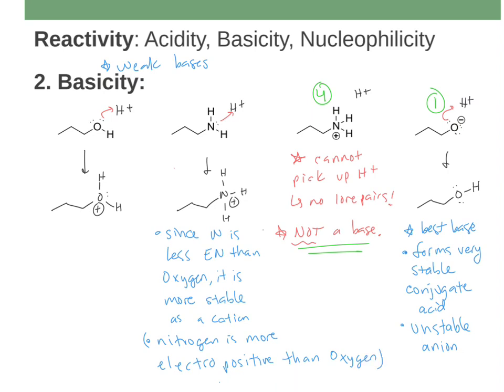Than oxygen is, right? It's more electropositive, it's further to the left on the periodic table, and so it's more able to handle that positive charge on it. So that would give us my number 2 should be the amine, and my number 3 would be the alcohol in terms of their basicities, right?